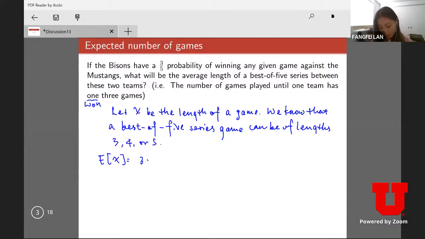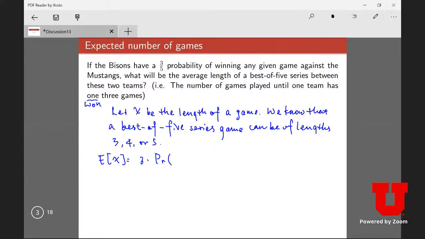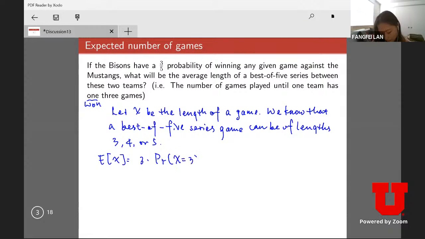Three times what? Probability of what? Anyone? Of 3, winning 3 games. Yes. So not winning 3 games, but like length is 3. So let's just write X is equal to 3 plus 4 times probability of what? Same thing, right? X is equal to 4 plus 5 times the probability of X is equal to 5.